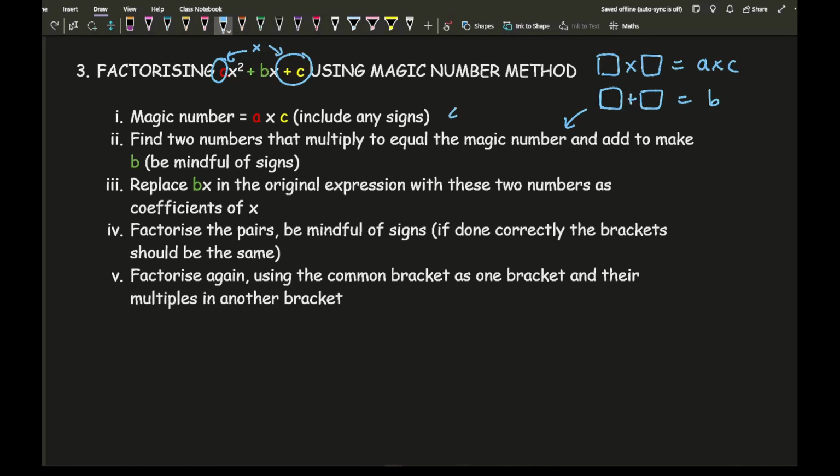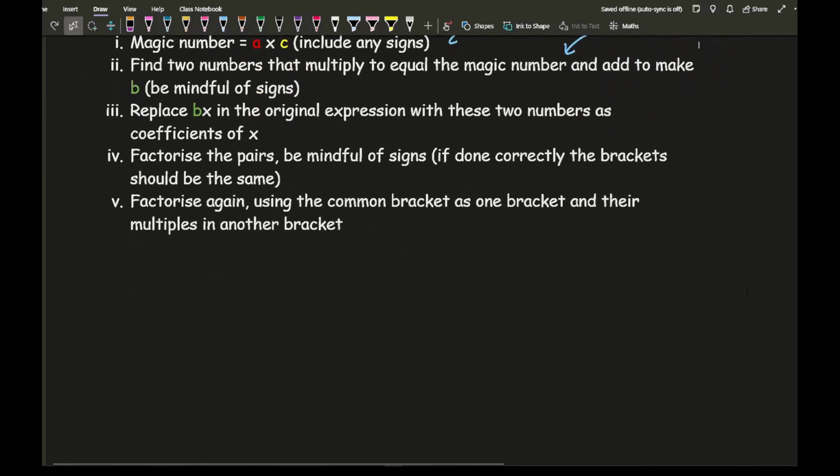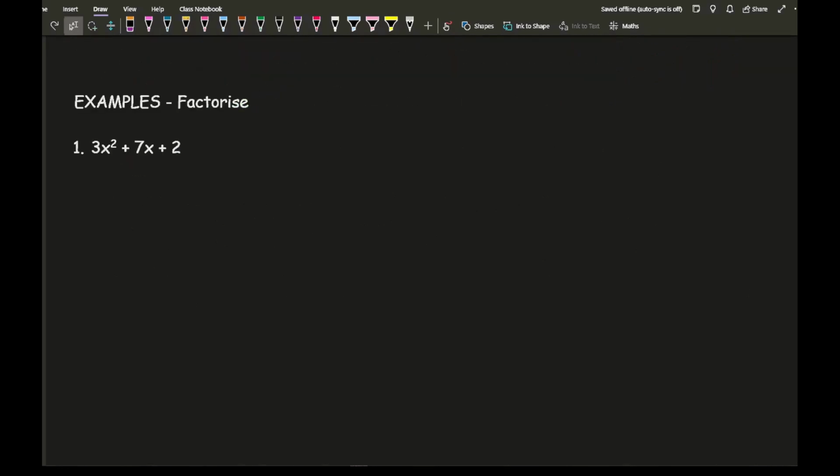The next step is then to factorise the pairs, being mindful of the signs, and if this is done correctly, the brackets should be the same. And then the final step is to factorise again, using the common bracket as one bracket and then the multiples in another bracket. Now that might seem like a big waffle, but like I said, hopefully when we go through some examples, I'll be recalling each of these steps and show you exactly what we mean. So now let's have a look at some example questions.